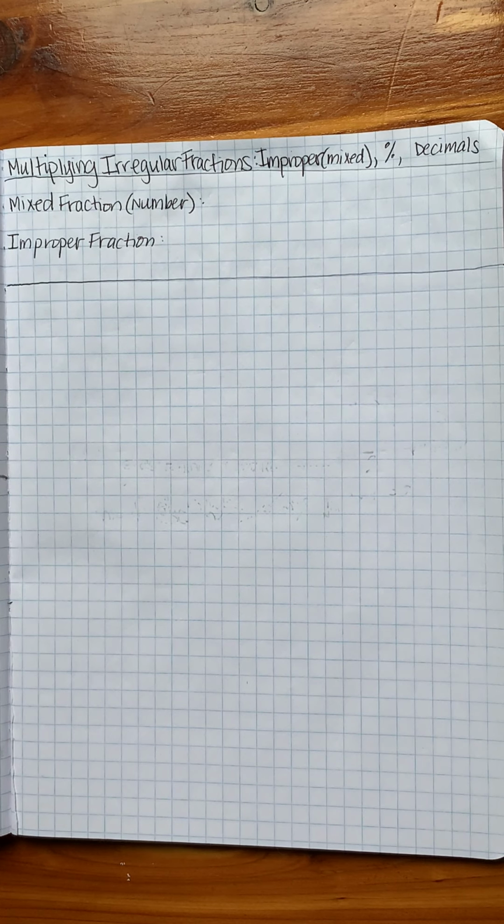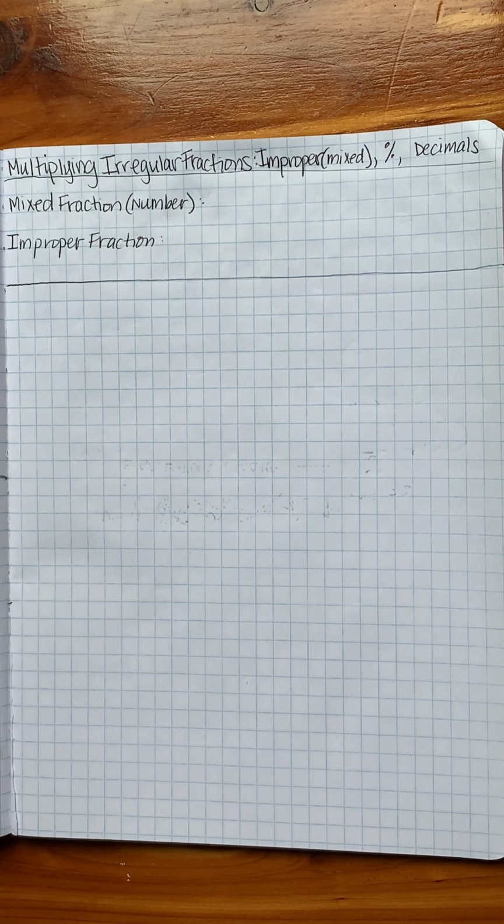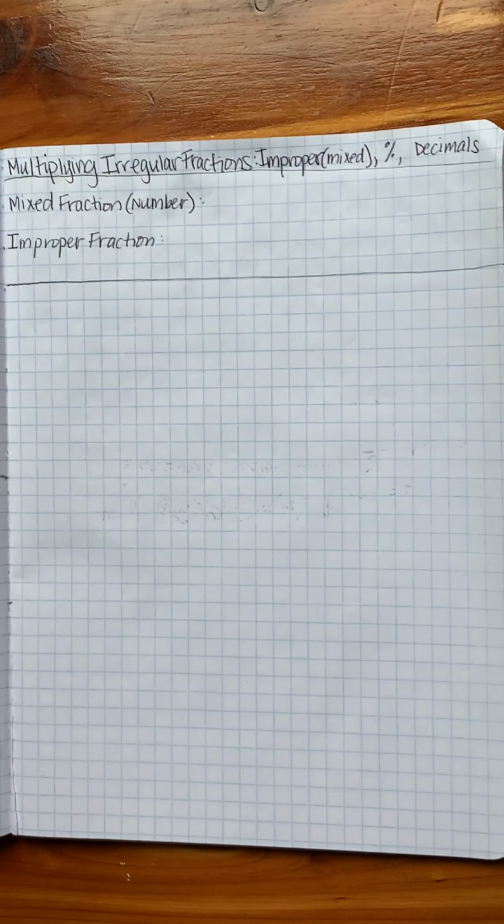So last week we talked about multiplying regular fractions. When I say regular fractions, what I mean is a fraction that represents part of a whole number. So what I am talking about when I say regular is a fraction that is less than one whole. Today we're going to focus on multiplying irregular fractions.